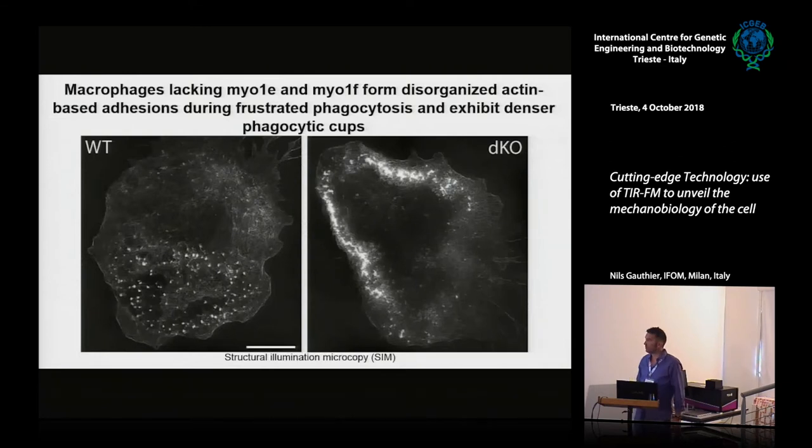Then we turned to another technique to have a clear quantification of the size and the details of those clusters. Then we turned to structured illumination microscopy, which is an improvement of the resolution by almost 2. And then what you have here is that in the wild type case, all the adhesions were very robust and small, almost all the same size, but very small. In the double knockout case, what you have in fact is a sort of aggregated, very dense actin and very dense adhesion.